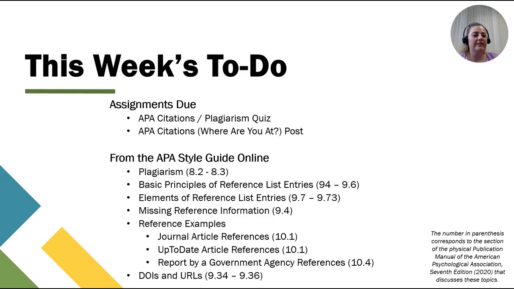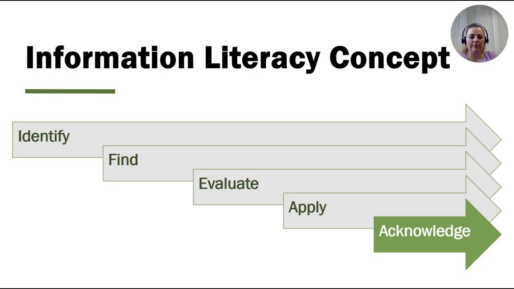So I have provided links for these online materials. We have plagiarism, basic principles of reference list entries, elements of reference list entries, missing reference information, and reference examples, so journal articles, up-to-date articles, as well as reports by government agencies, and DOIs and URLs. Now, the number that is listed in the parenthesis corresponds to the section of the physical publication manual if you chose to purchase that manual. So again, all of these are available both online or you can reference your physical manual.